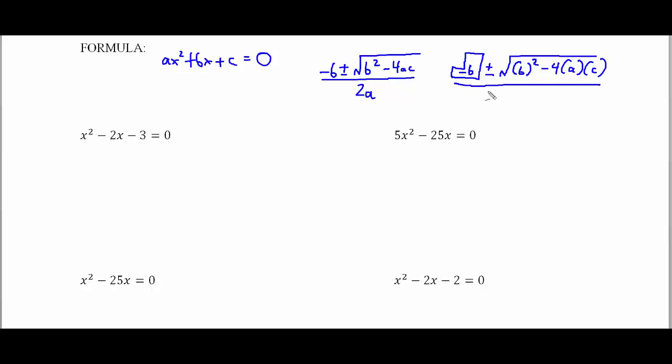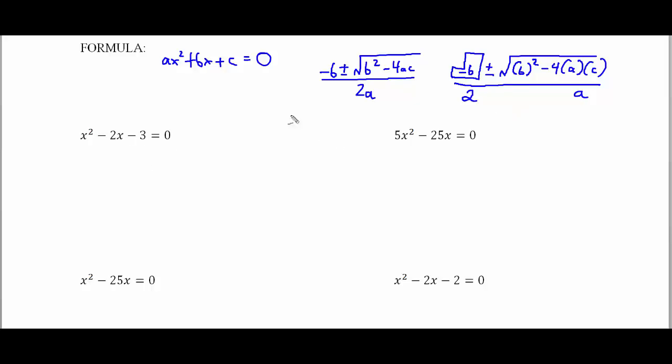All divided by 2a, and this I will stylistically draw like this, 2 times a, so it actually looks like the wheels in the truck. But what this is going to allow me to do is speak to this problem and explain how to do the work here.